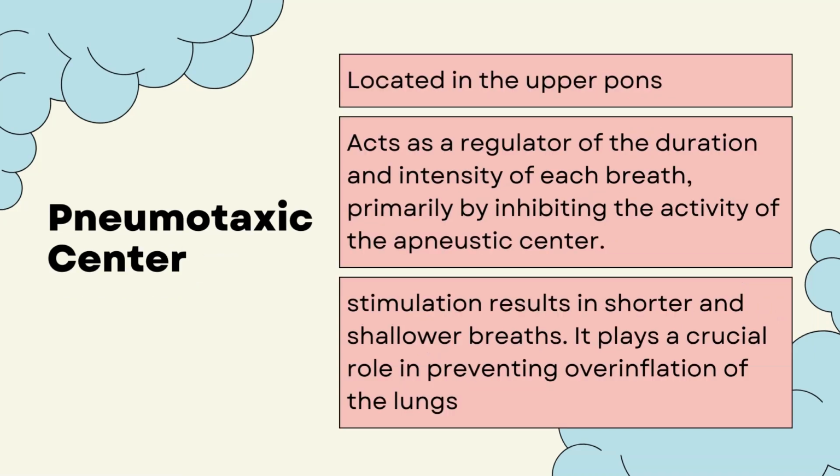Pneumotaxic center, location. The pneumotaxic center is located in the upper pons. Function. The pneumotaxic center acts as a regulator of the duration and intensity of each breath, primarily by inhibiting the activity of the apneustic center. Effect on respiration. Stimulation of the pneumotaxic center results in shorter and shallower breaths.